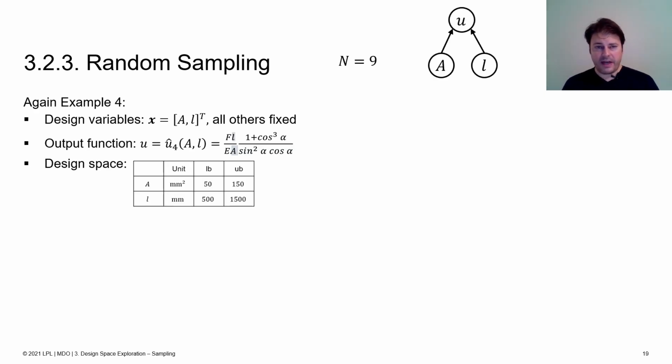Well, let's now look at our examples using random sampling. And let's start with example 4 with 2 design variables.